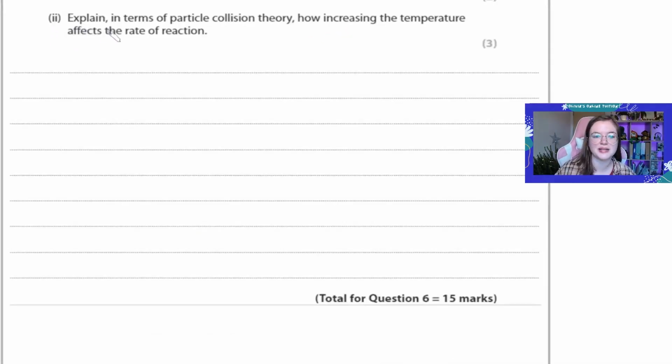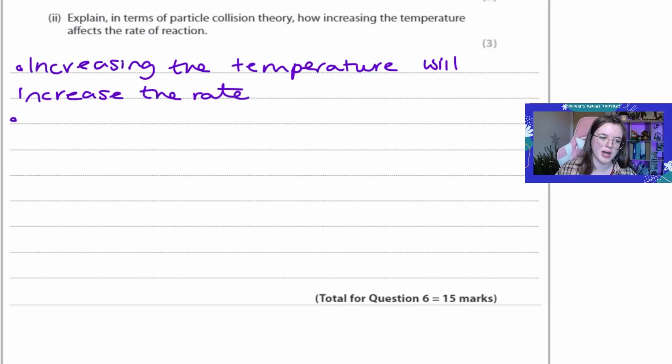Part 2, explain in terms of the particle collision theory how increase in temperature affects the rate of the reaction. So first things first, I'm going to tell you how it's going to affect the rate because that's what it's asked me for. So let's put that down first. So increase in temperature will increase the rate. And then why? That's the main thing.